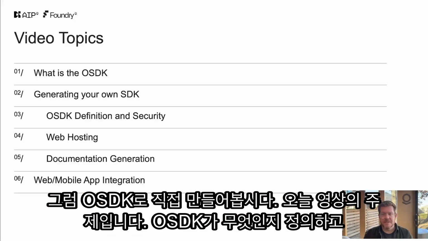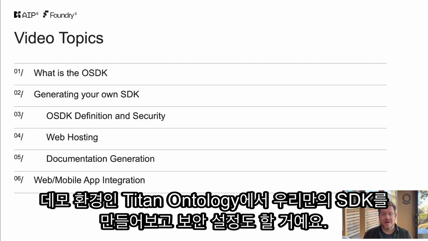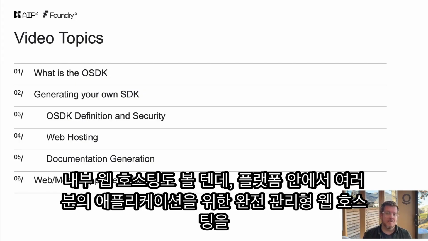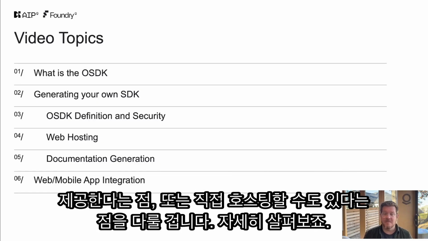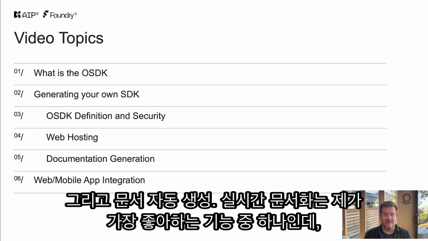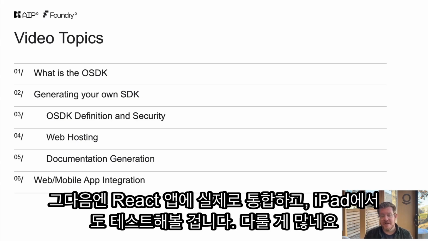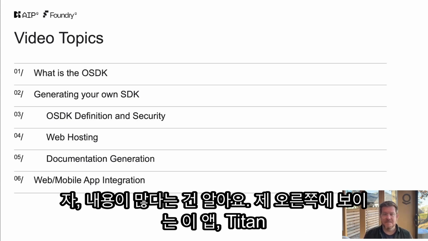So, video topics for today: what is the OSDK? We'll define it and take a look at how it fits into the bigger ecosystem. We'll actually go generate our own SDK on our Titan ontology, our demo environment. And then we'll set up the security and look at the internal web hosting. We have fully managed web hosting for your application inside the platform, or you can have your own. We'll get into those details. Then documentation generation. This is probably one of my favorite features, live documentation. As your ontology and your business change, your documentation auto-generates. Then we'll integrate it into a React app and test that out on an iPad as well. Lots of stuff to cover.